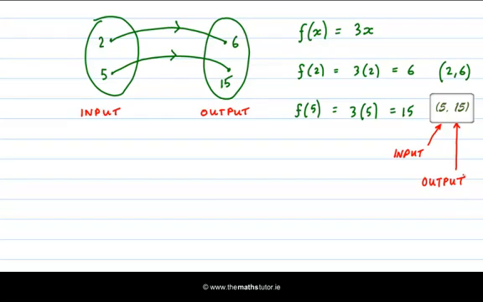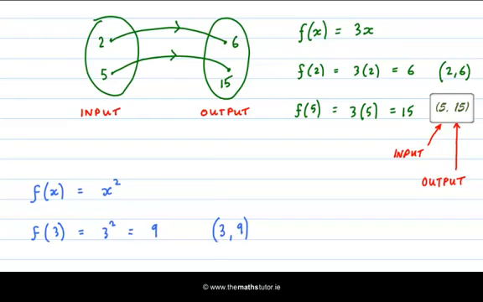Now there are many different types of functions. Let's give a few examples. You could have f of x is equal to x squared, in which case we would say that f of 3 is mapped onto 3 squared, which is 9. That gives us the ordered pair 3 and 9.